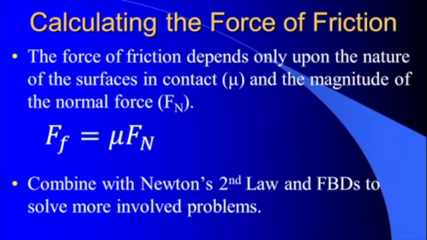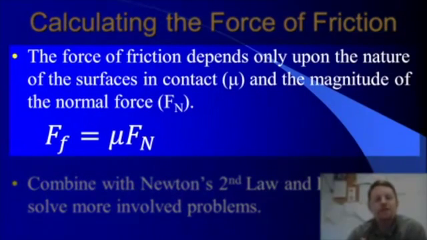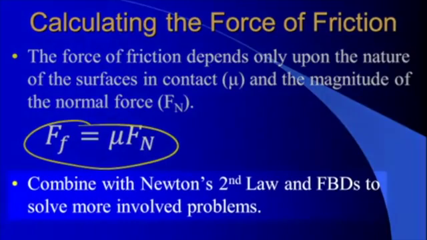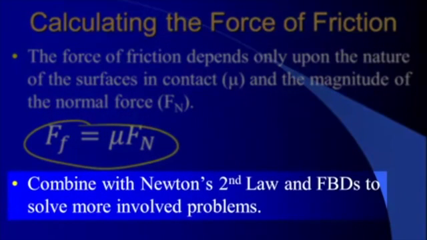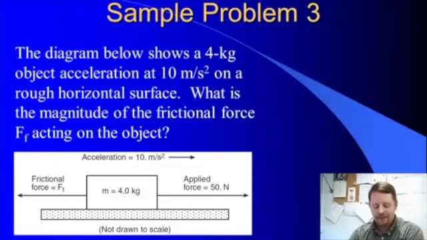Now, in calculating the force of friction, remember the force of friction depends only upon the nature of the surfaces in contact, that coefficient of friction, as well as the magnitude of the normal force. And we can quantify this mathematically as force of friction equals mu, the coefficient of friction, times the normal force, Fn. We can combine this with what we've already been doing with Newton's second law and free body diagrams to solve some more involved problems. And instead of talking about it a whole lot, maybe it makes more sense to do a couple more examples.